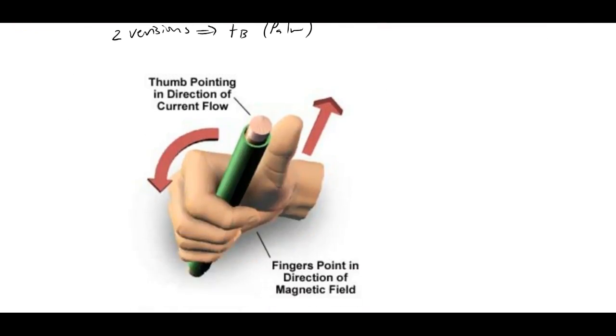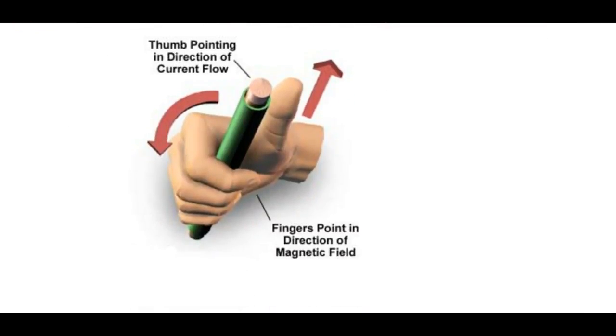All right, what you're going to do is you're going to grab the wire. So let's say current is flowing through this wire like this. Okay, so current's flowing up. You're going to grab the wire with the direction of your thumb. So the thumb points in the direction of current flow.